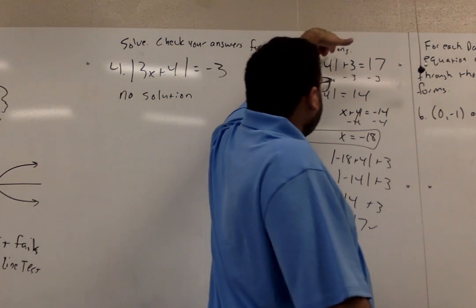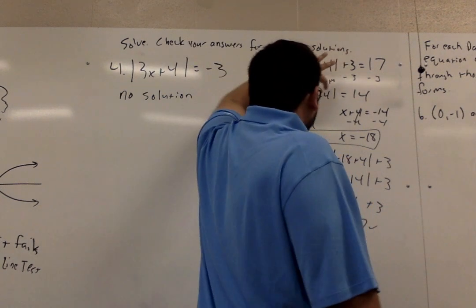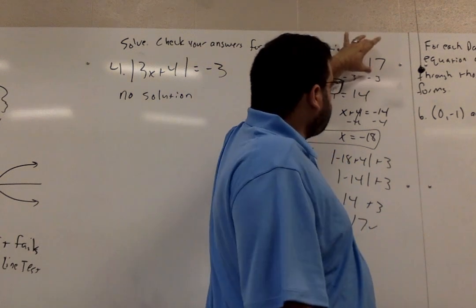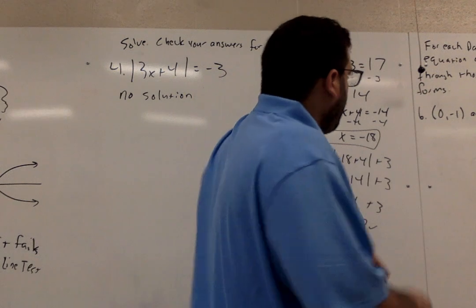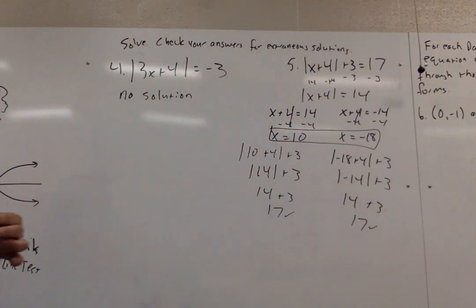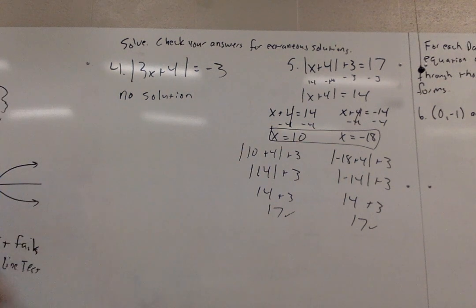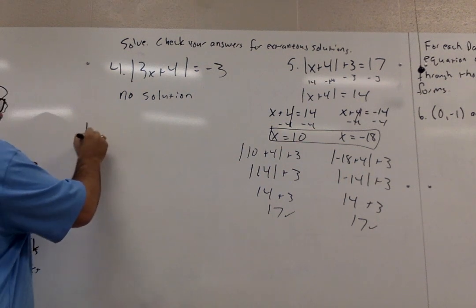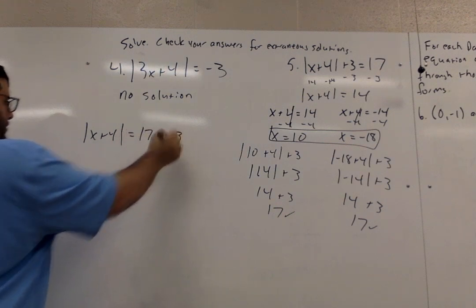Make sure you isolate the absolute value first, and then split it up: your inside equals the positive version of what's on that side, and your inside equals your negative version on your other side, right? Another example, I'm going to use this blank side right here, is if I have the absolute value of x plus 4 equals 17x minus 3.